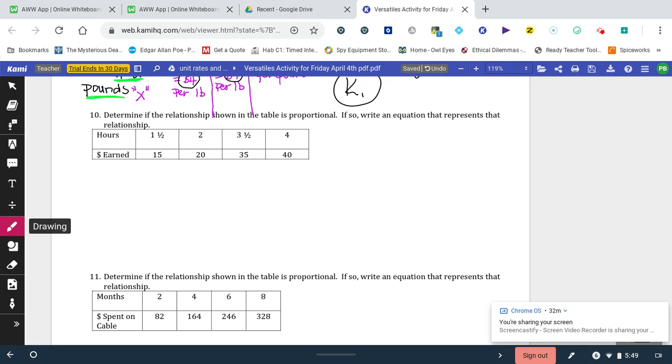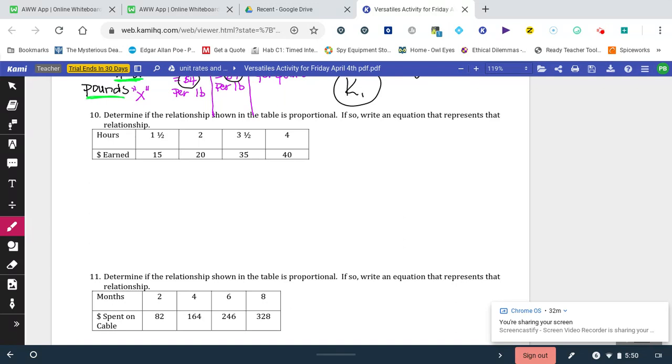All right, 10 says determine if the relationship shown in the table is proportional. So we're determining proportionality again. To determine proportionality, you take each y value and divide it by each corresponding x value. Once you divide those two pairs of numbers, if it's the same, it's proportional, and you have to keep checking each one. If those ratios that you get are not the same, then it's not proportional. So let's check it out.